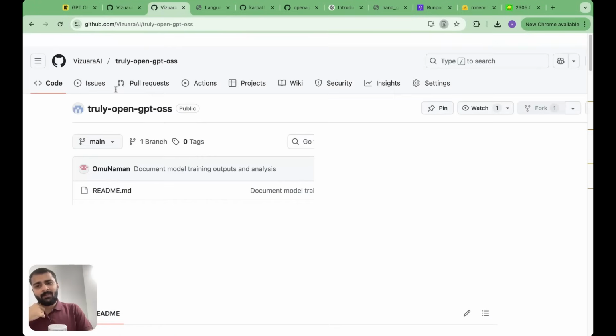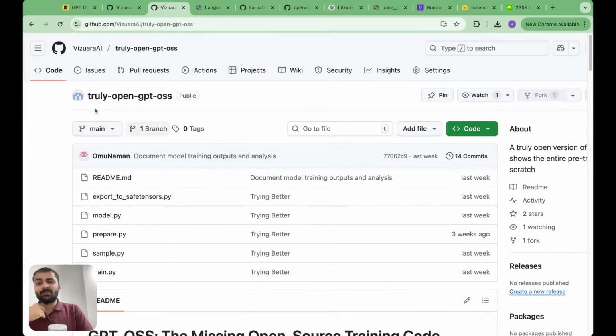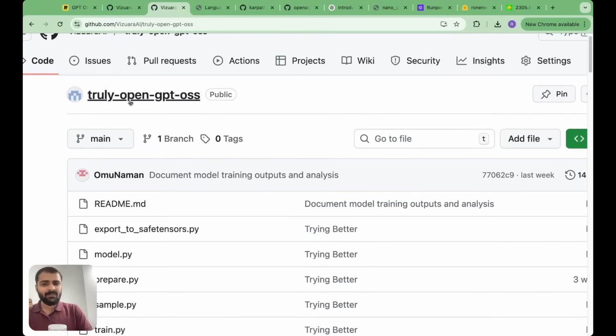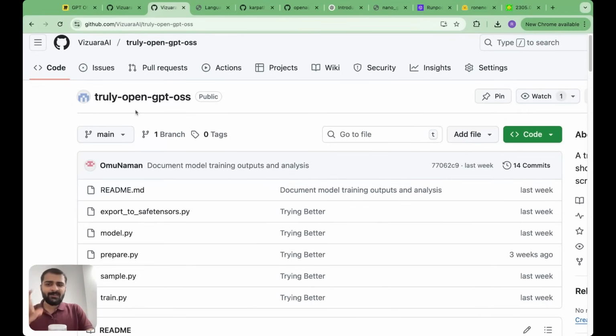There is another repository which we have, which is called truly open GPT OSS. The reason we have named this repository as truly open is because this one actually has exactly the same number of parameters as GPT-OSS, 20 billion. And here we have built the 20 billion parameter model fully from scratch.